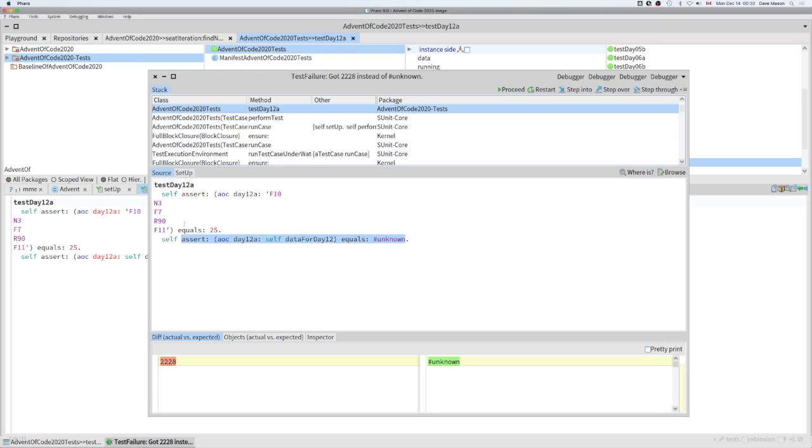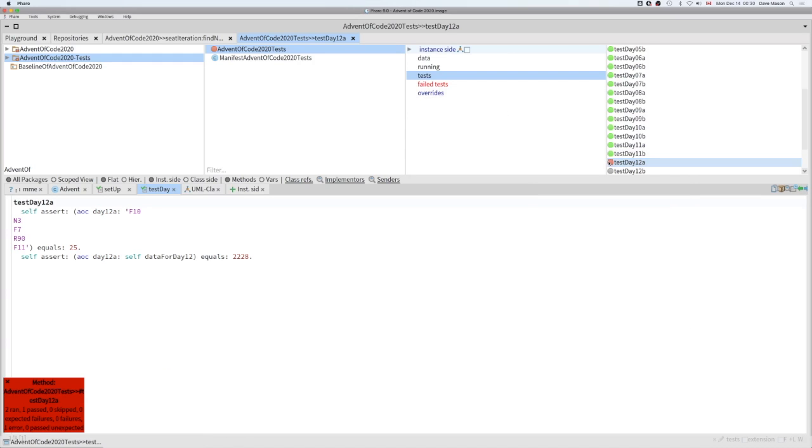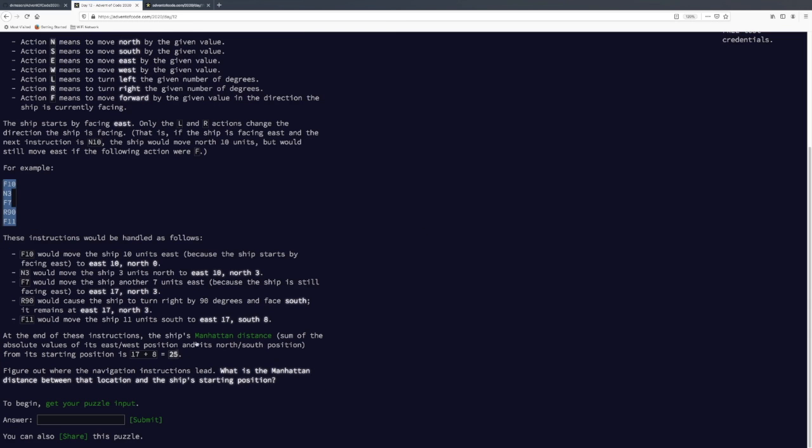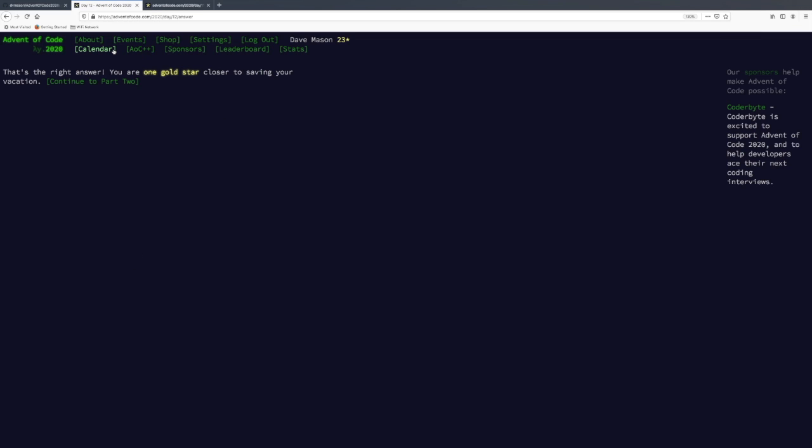So we got 25 for the first one, so we might be doing the right thing. And we got 228 for the larger data. So let's see. And now this succeeds. And go over here and try this here. And it's the right answer. There we go. So continue to part 2.